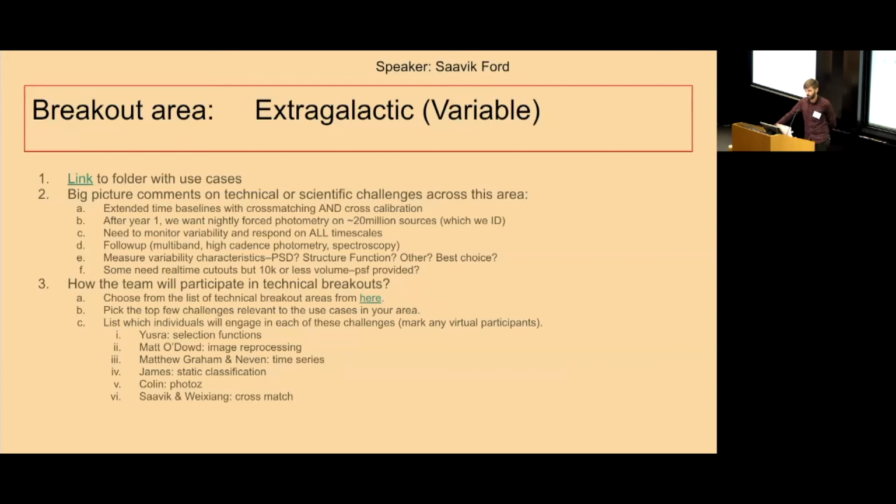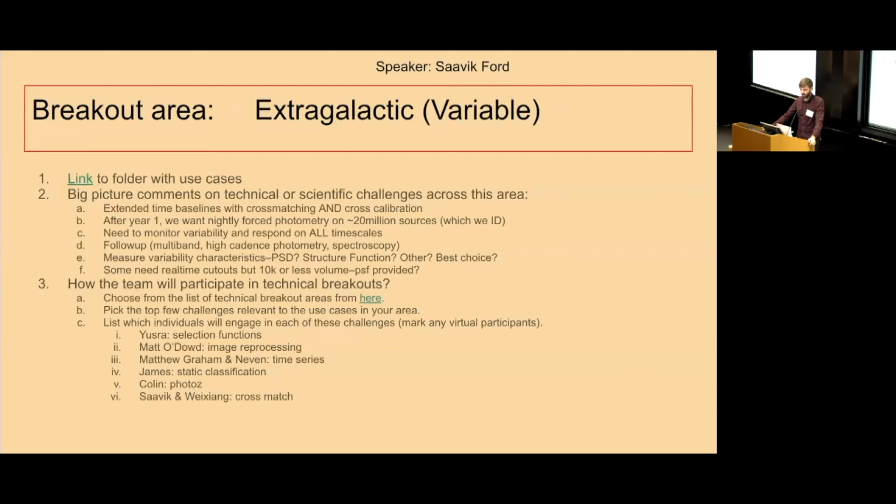After year one, we're going to want nightly forced photometry on 20 million sources. We will ID them. We actually do want to monitor all the AGN, only some subset of which will trigger alerts, but very far from all of them. One of the things that we don't understand about AGN is how they vary. We want to figure out what's the best measure of variability characteristics. Is it a PSD? Is it the structure function? Is it something else? We don't know. What is causing it physically?